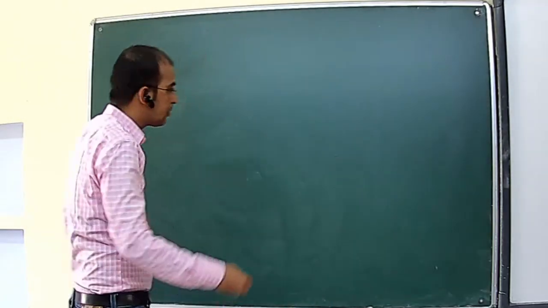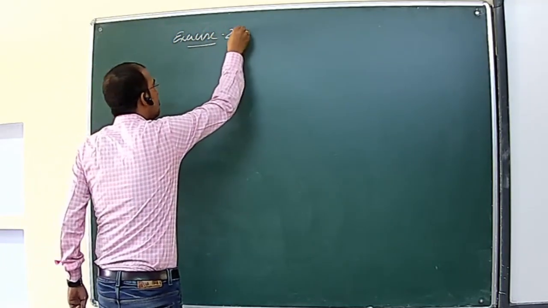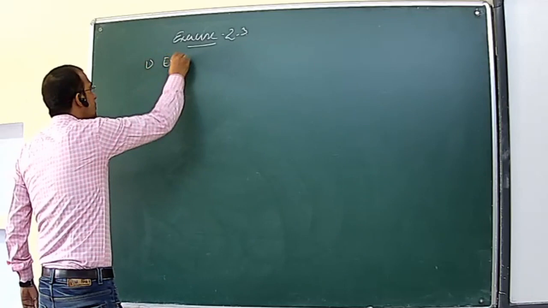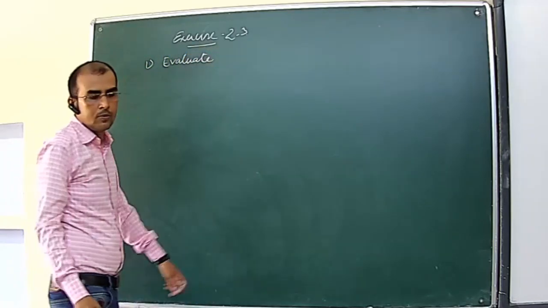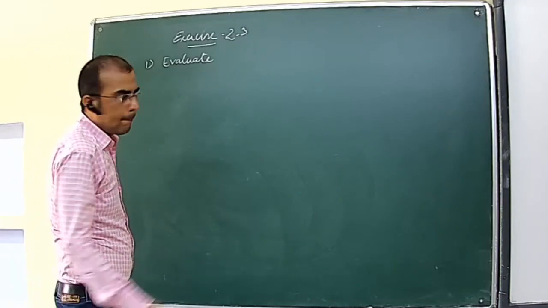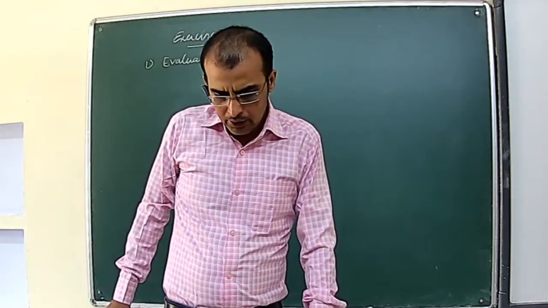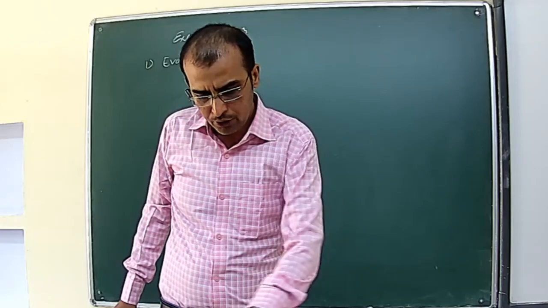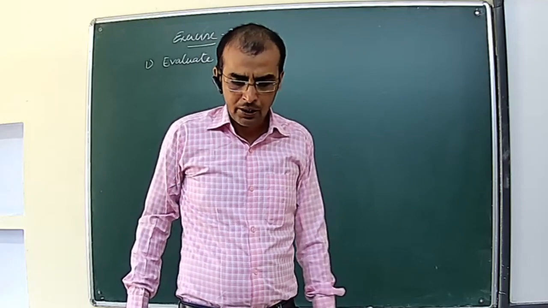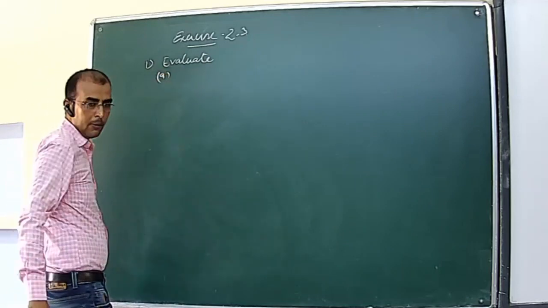Exercise 2.3, first question. Evaluate. There are 8 parts, means 1, 2, 3, 4, 5, 6, 7, 8. 8 parts are given. So 2 or 3 I will solve, and the rest you will solve. So first, part A will be here.